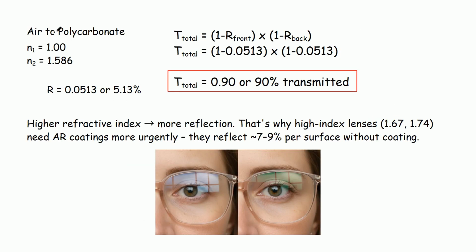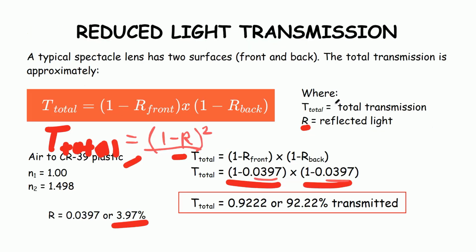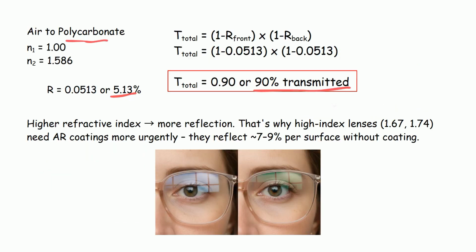And then let's continue with the polycarbonate, which is 1.586, with R of 5.13% earlier, and the total is 90% transmitted. So as you can see, our CR39 transmits more light compared to polycarbonate. That's why polycarbonate reflects more light, and that's why it really needs an AR coating. As you can see here, the higher the refractive index, the more the reflection. High index lenses such as 1.67 and 1.74, the higher, the greater the reflection. These need AR coatings more urgently.